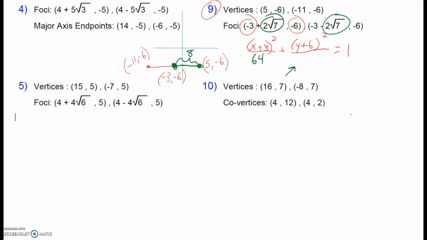But here we see that the major axis is horizontal. I know that because I'm adding and subtracting to get the foci, right? Adding and subtracting to the x coordinate, so moving left and right, okay? All right, so that tells me that 64 is the bigger one. So when we go C equals the square root of the difference of the denominators, I'm going to put that 64 first because I know that's the bigger one.